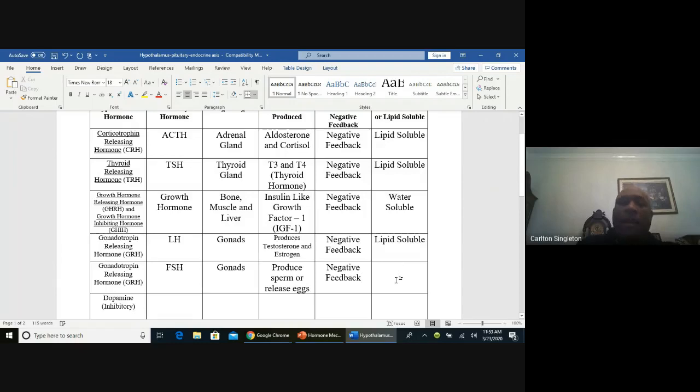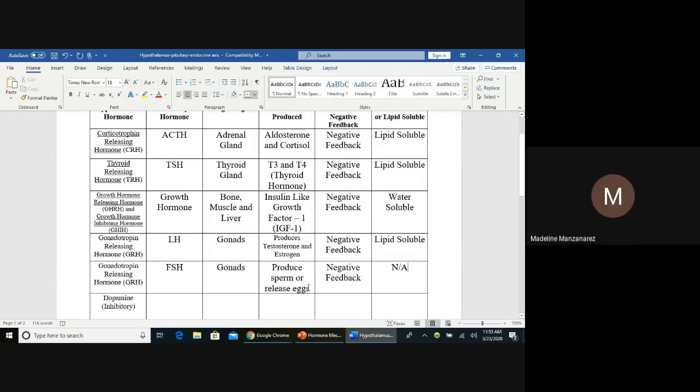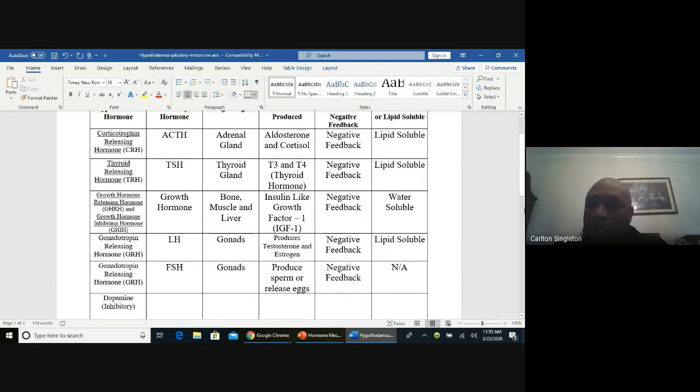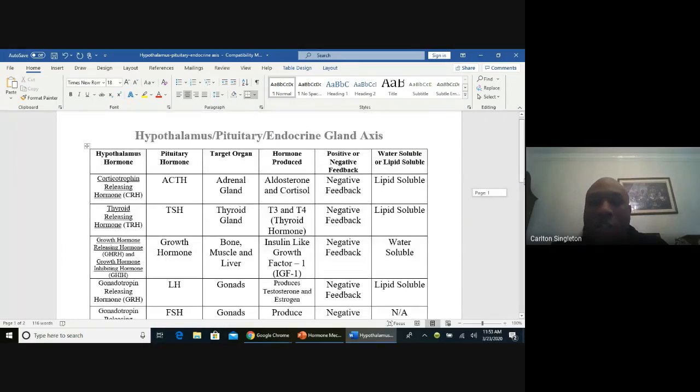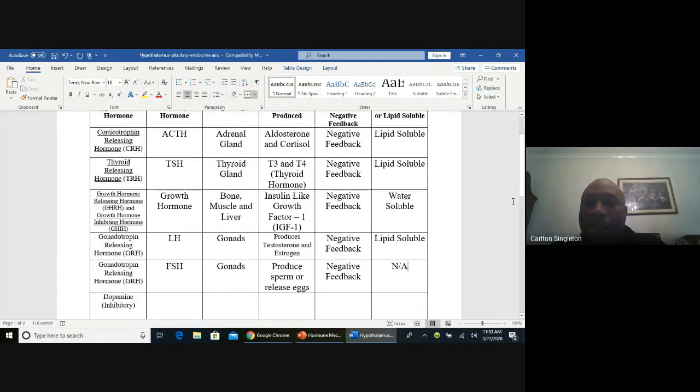And there's nothing to worry about here. I'm going to write NA because they're not making a hormone here. We're making sperm and eggs. Those are nothing to worry about there. So I'm putting NA here for water or lipid soluble. There's no hormone made here in response to FSH.